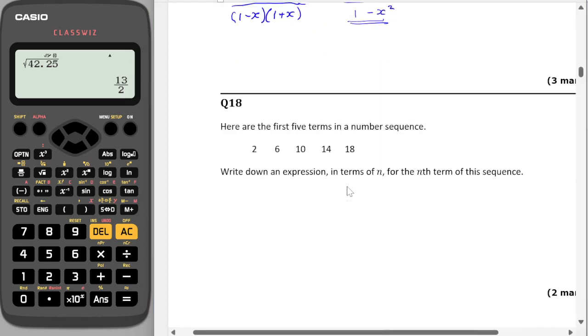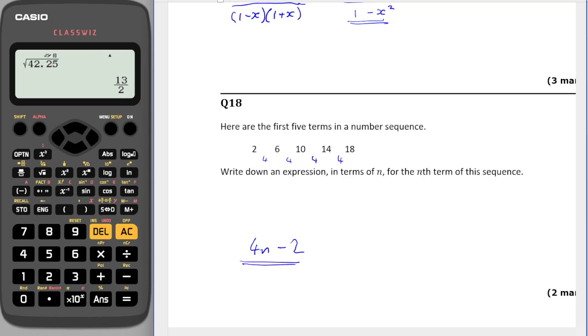Okay, question 18. Here are the first 5 terms in a number sequence. Write down an expression for the nth term of this sequence. So, right, let's look at the common differences first of all. So we've got a common difference of 4, 4, 4, 4. So that means that our sequence expression, so no equal sign, 4n, and then to get from 4 to 2, we would need to subtract 2. So that's my expression.